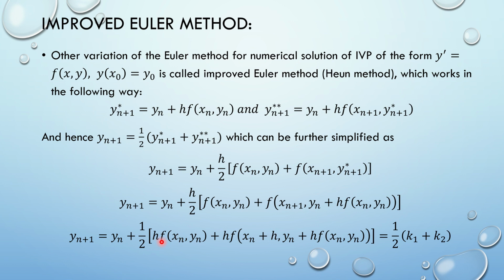We call this one k1 and we can label this one k2, or whatever you call it. Where k1 and k2 have specific values. k1 will be h times f of xn and yn, and k2 is h f of (xn plus h, yn plus k1), where k1 will be updated from here. Okay, so let's do the same example we did a bit earlier with the Euler method.